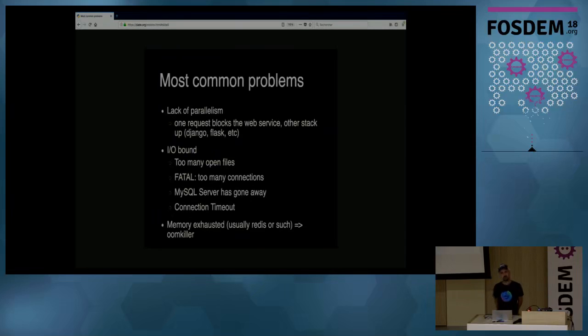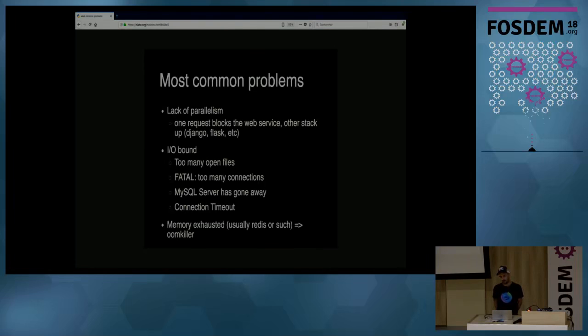So basically, when you're dealing with a Flask or Django or something similar application, the biggest problem is its lack of parallelism, which means that a Flask process or a Django process will take one request at a time and won't be able to do it in an async way. And that can be a problem for some web services. Maybe it's not, but sometimes it's a problem.